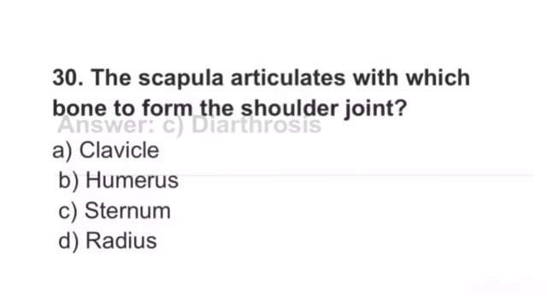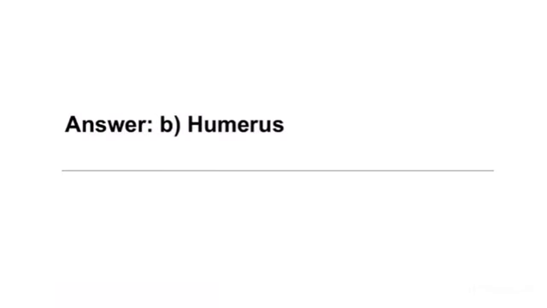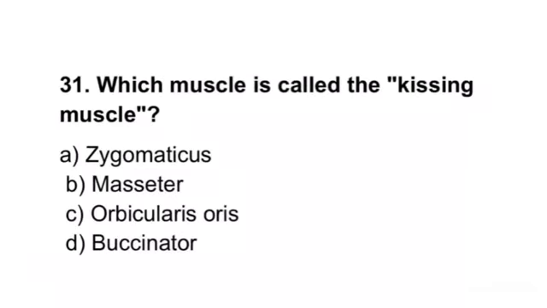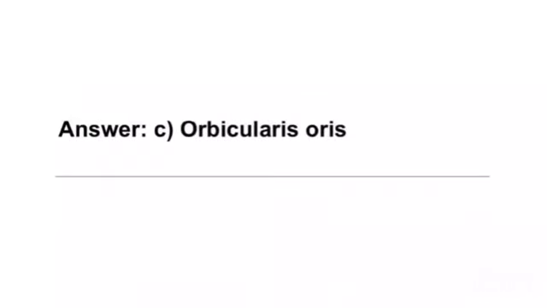30. The scapula articulates with which bone to form the shoulder joint? A. Clavicle. B. Humerus. C. Sternum. D. Radius. Answer: B. Humerus. 31. Which muscle is called the kissing muscle? A. Zygomaticus. B. Masseter. C. Orbicularis oris. D. Buccinator. Answer: C.